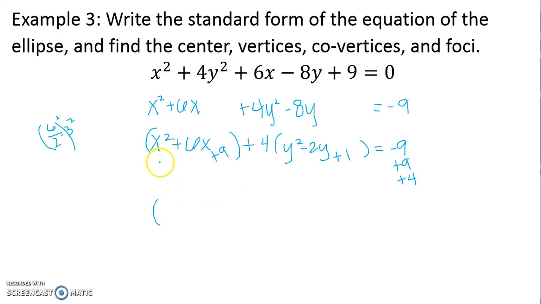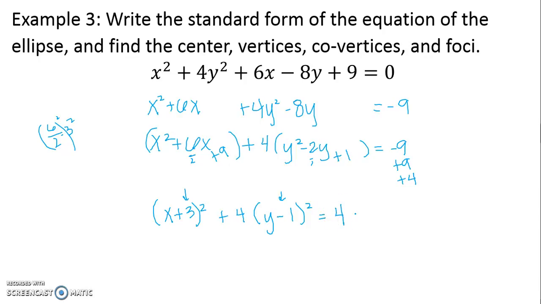Now the whole reason we did this is x squared plus 6x plus 9 is x plus 3 squared. Y squared minus 2y plus 1 is y minus 1 squared. This number, here the 3, here the negative 1, is always whatever you got when you did that b divided by 2. So 6 divided by 2 was 3. Negative 2 divided by 2 was negative 1. And on the right side, negative 9 plus 4 would be 4.